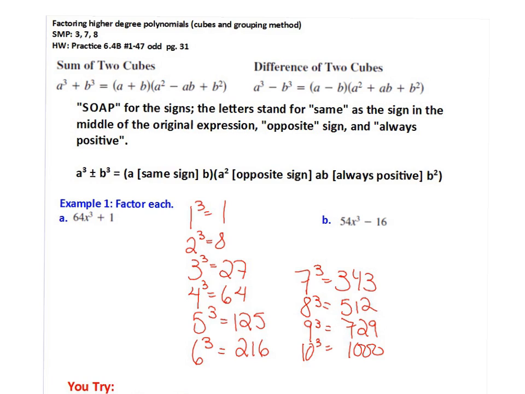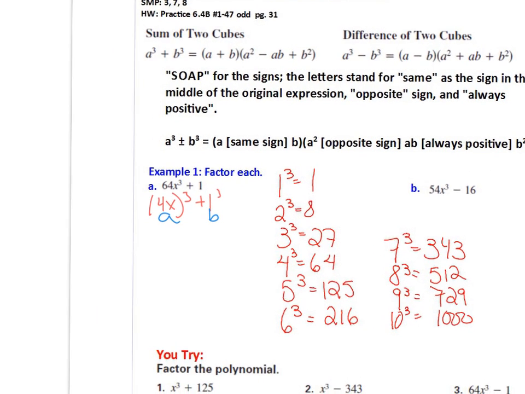Down here in red, I have the first 10 perfect cubes for you. I highly recommend that you have them memorized. So we can see for A, 64x to the third plus 1. That's 4x to the third plus 1 to the third. So 4x is our A and 1 is our B. So to factor, it's going to be A plus B, then a squared, a times b, and b squared. Same, opposite, always positive.